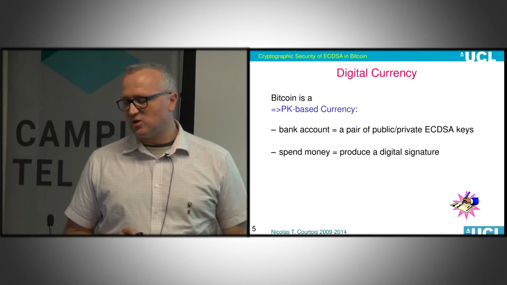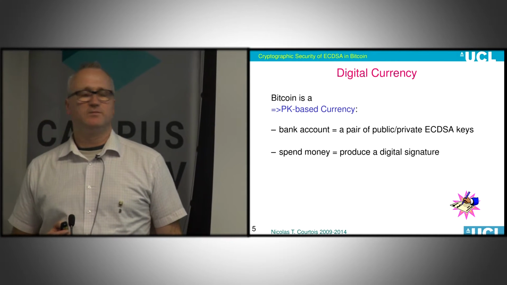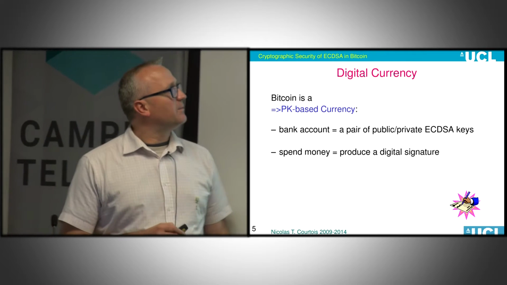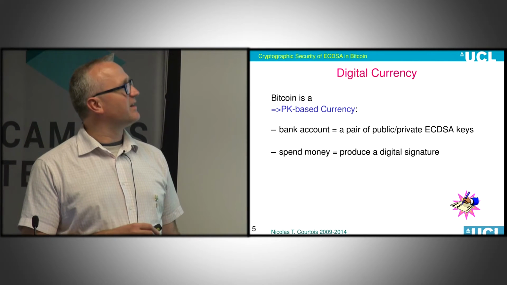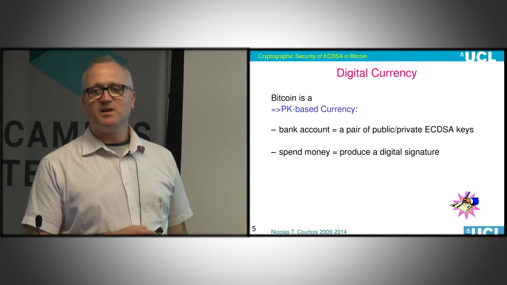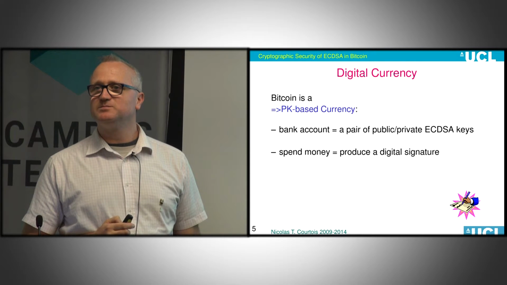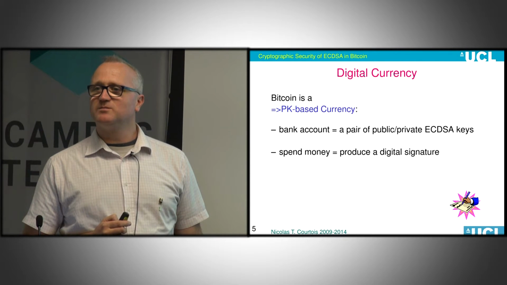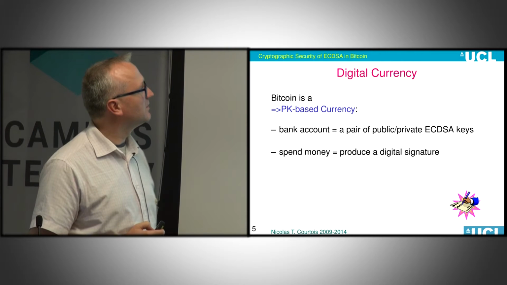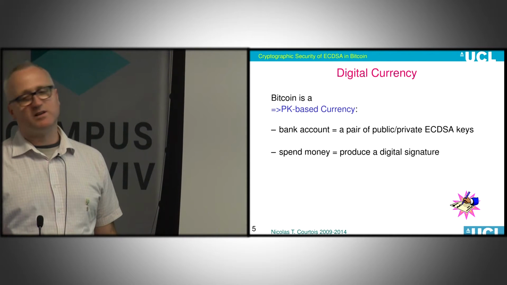So Bitcoin is a digital currency. It's based on public key cryptography. The equivalent of a bank account is a pair of public-private keys with the ECDSA system. How many people in this room are familiar with ECDSA cryptography? Okay, like half. And you spend money by producing digital signatures.